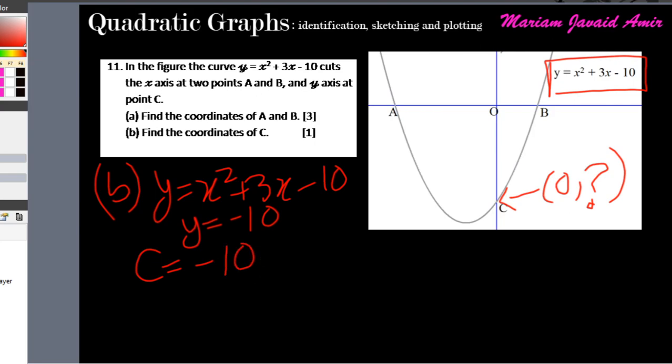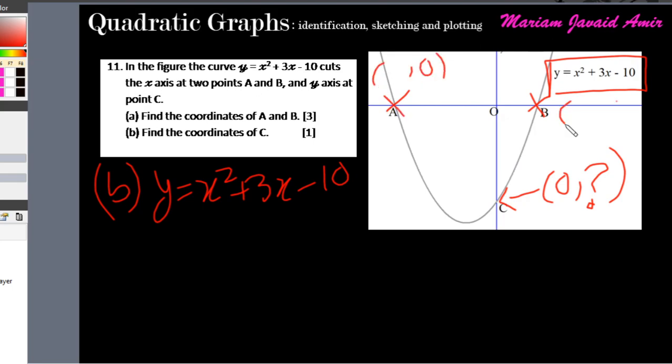This is the answer for part A. For part B. For part A, again this is the equation. Now for points A and B, the y coordinate is 0 and we need to find the value of the x coordinate. In fact, in part B that we just did, the answer should be 0 comma minus 10, because they need the coordinate of point C, the whole coordinate. So you need to give the value of x and the value of y as well.